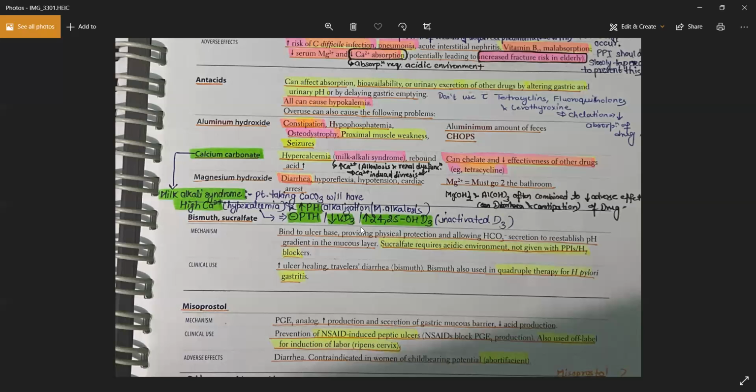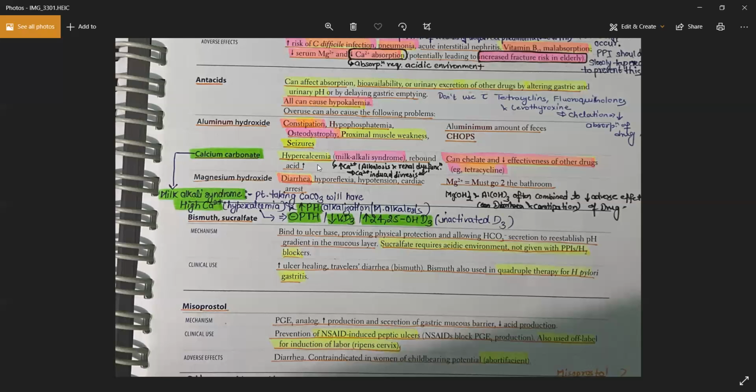What will happen when you give the patient calcium carbonate along with the milk? The patient will have a hypercalcemia because of increased absorption, because you are already having a calcium carbonate therapy. Second thing, because of the high calcium level, the patient can have an inhibition of the PTH, inhibition of the vitamin D3, and higher levels of the inactivated vitamin D3. Right, this is the milk alkali syndrome.